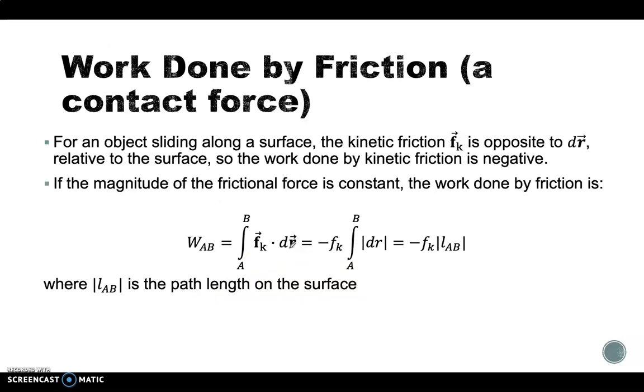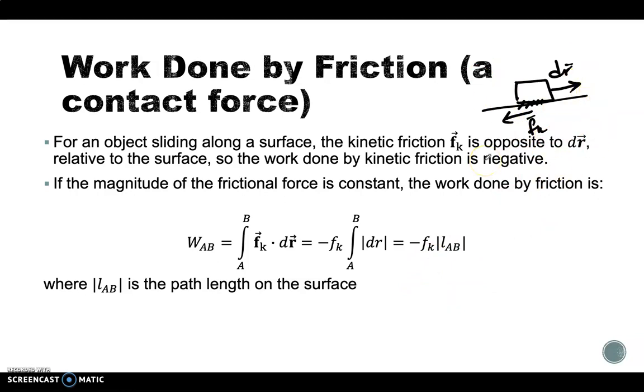Alright, so let's now look at work done by friction, which is a contact force. So we have two objects sliding on a surface. There is some kinetic friction, and it is opposite to the displacement. So if we have a book sliding across a table in this direction, we have some frictional force on this surface opposing that movement.